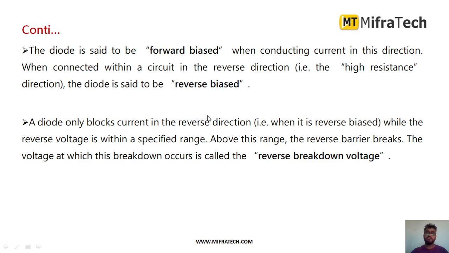What does forward bias mean? Whenever we connect the positive of the power supply to the positive terminal of the diode, that is the anode, and the negative to the cathode, in that condition the diode becomes forward biased and the current will flow through it.